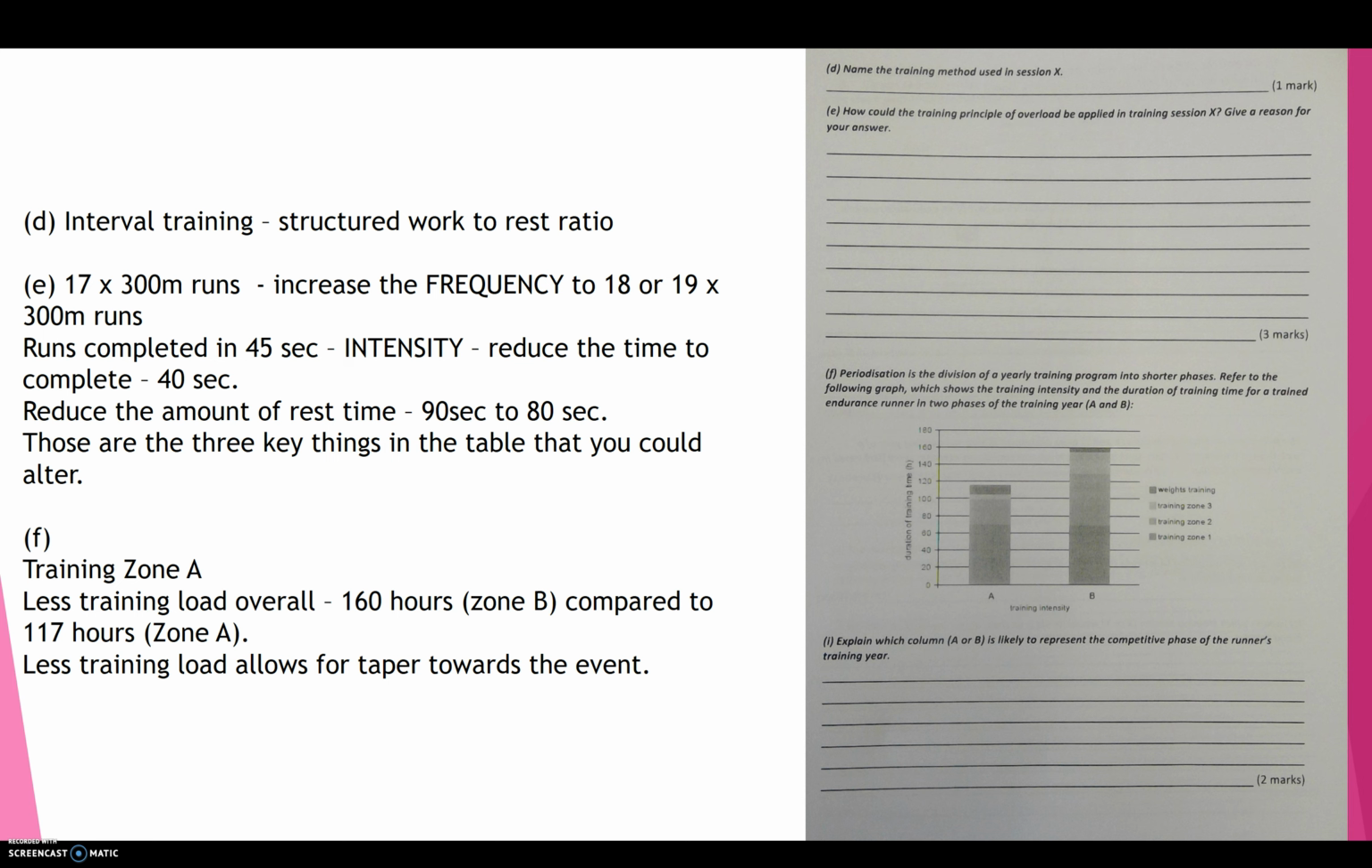The principle of pre-season training with a higher training load would suggest that A would be the more competitive phase, reduce the training load, and that's just a general principle. So different athletes might do different things, but the general principle would be that B would have more of a pre-season load, a higher 160 hours, where the zone A might have reduced hours when tapering towards an event. So hopefully that clears that up.